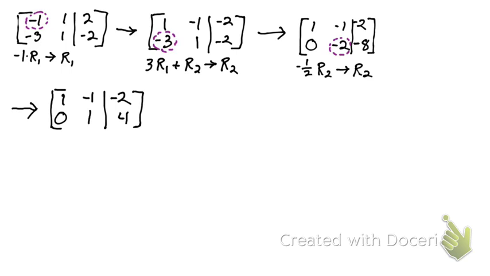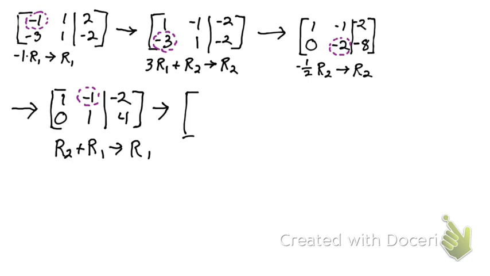All right, the last thing I need to do is make everything else in that column 0. So I need to turn that negative 1 into 0. In order to do that, I really just have to add row 2 to row 1, because that will already make it 0. So that's all I have to do: row 2 plus row 1 is going to become my new row 1.